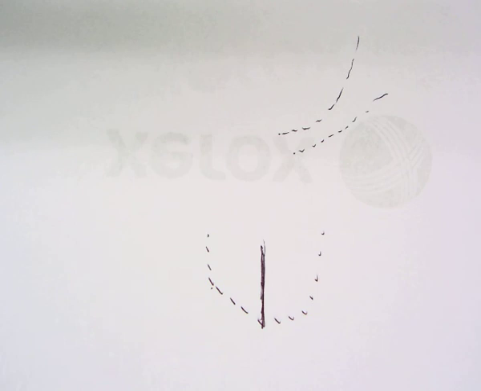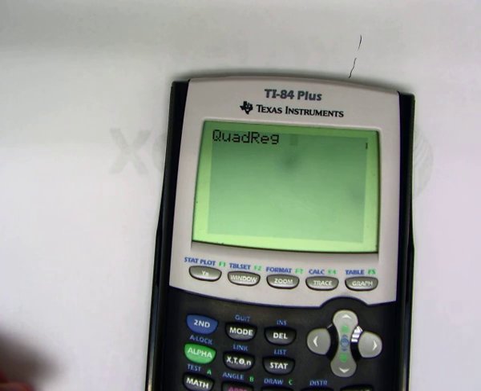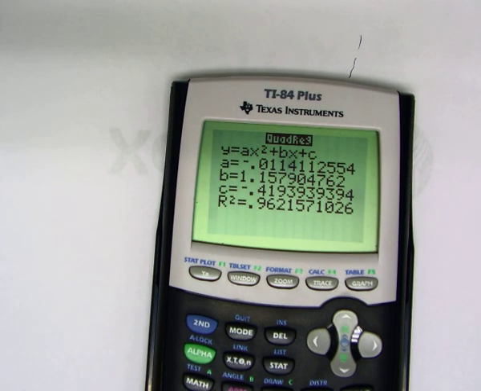Well, it says to create a linear model. Well, there is no linear model that'll work, but there is a quadratic model that'll work. Okay, and that quadratic model is stat calc, and then you do quad regression, and that's the model that works. So it's really not a linear model.